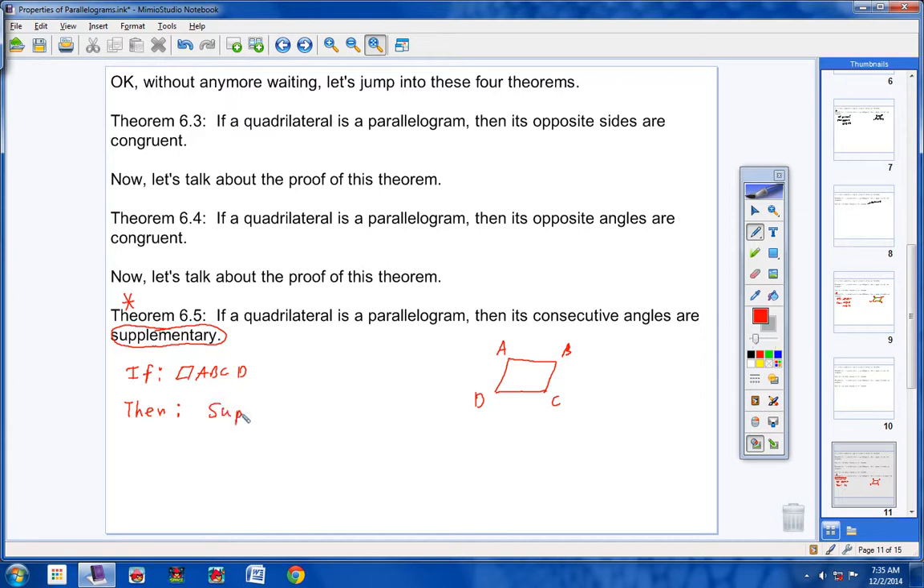All of these angles here are supplementary. That means they add up to 180. Angles A and B. They're side by side. How about angles B and C? Definitely. They're side by side. How about angles C and D? Definitely they're side by side. How about angles D and A? Definitely they're side by side. Okay, guys, in a parallelogram, any angles that are beside each other, those two angles will always be supplementary. They will add up to 180 degrees.